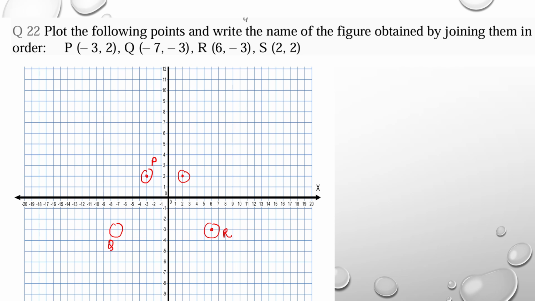If you join them, what figure is formed? This is a trapezium, maintaining an equal gap between the parallel lines.